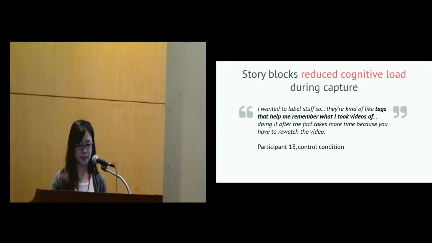Control participants, in contrast, had to mentally juggle their story idea with judgments about what to capture, making it hard to separate the real-time order of events from the sequence of events that they eventually wanted their story to convey. So this participant found it necessary to write notes to help him remember what he was capturing, as there was no other structure to help him kind of ground the purpose of shots.